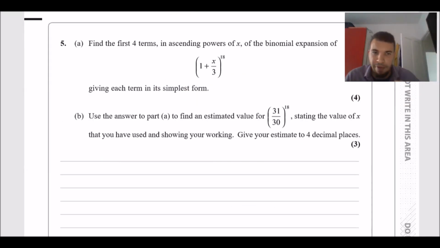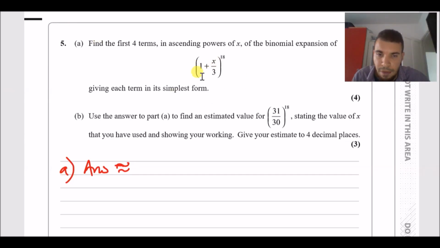All right, number 5. Find the first 4 terms in ascending powers of x of the binomial expansion of the following, giving each term in its simplest form. All right, so this is a straight up binomial expansion question, yeah? Now, there's a super easy method. I'm just going to show you how it's done step by step. So for part A, the expansion, the answer is going to be about equal, because it's an estimate, because you're only going up to the first 4 terms.